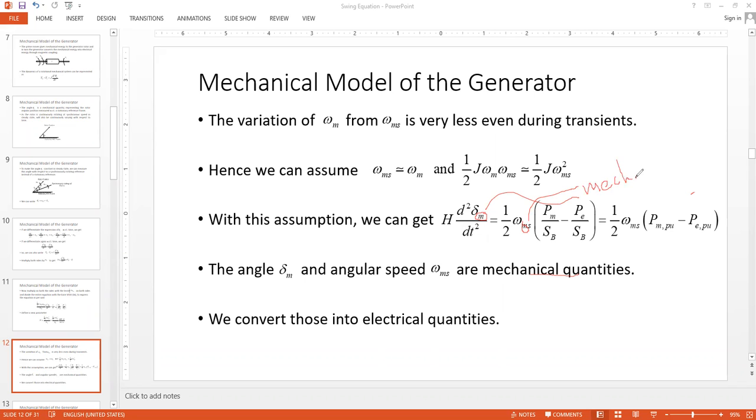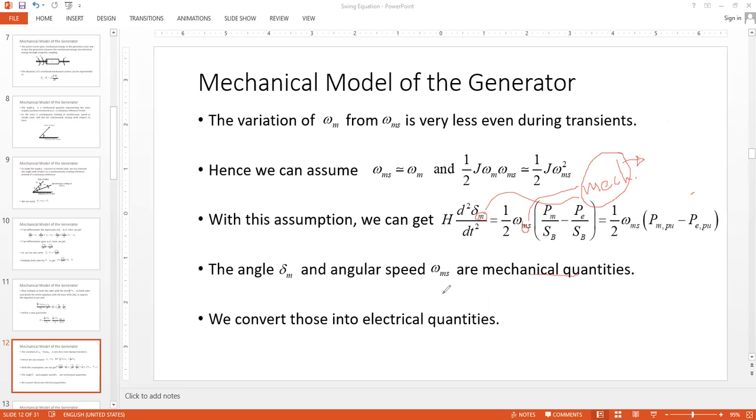Okay, I hope we don't have any mechanical engineers there, right? In this course, all are from electrical background, right? Yes, sir.